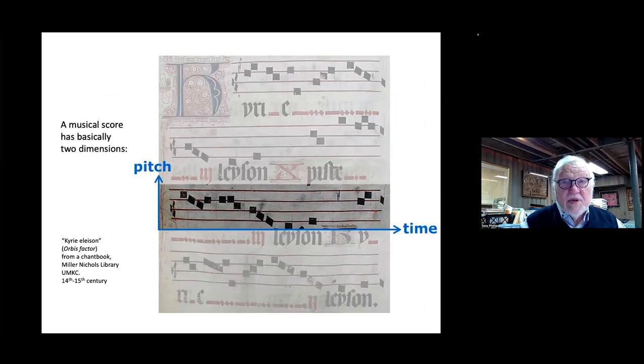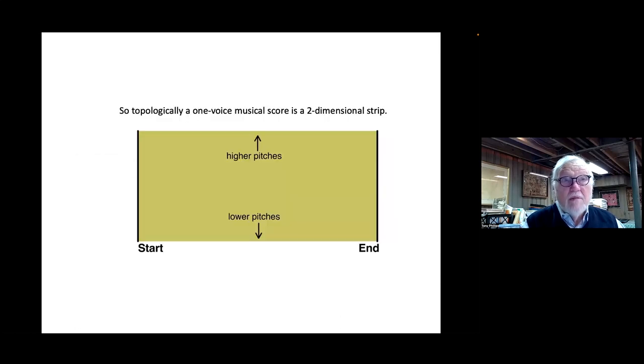So in a musical score, there are basically two dimensions. There's pitch, where higher notes are up on the page and lower notes are down on the page. This is an old convention that we all take for granted. And then time runs from left to right on the page as you read. So topologically speaking, if you have a one voice musical score, it's a two-dimensional strip. You have the higher pitches up, lower pitches down, and you go from the start to the end.